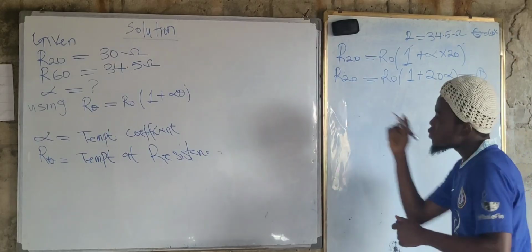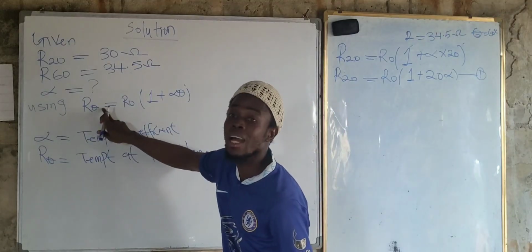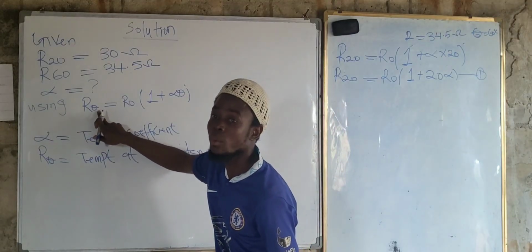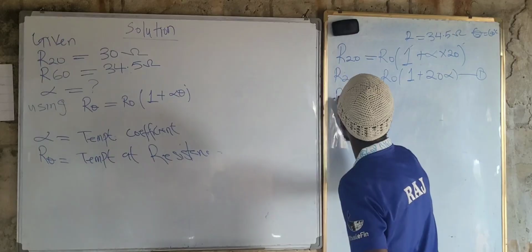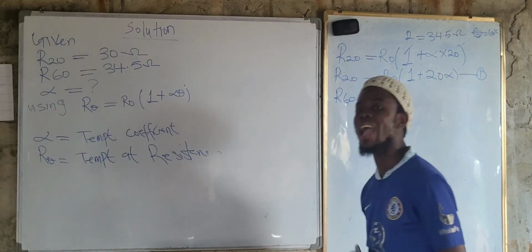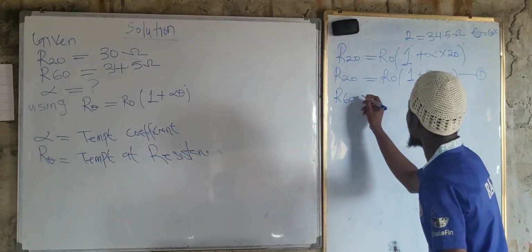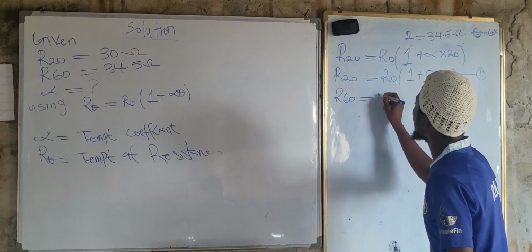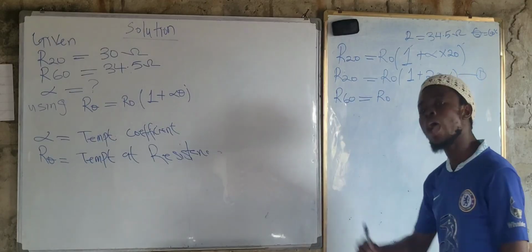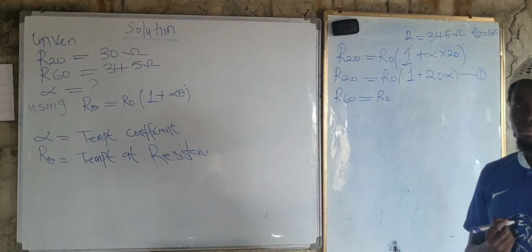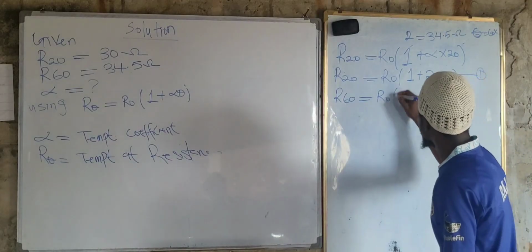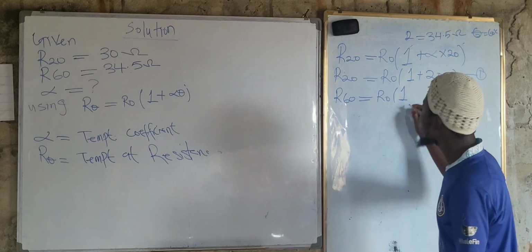Use the same formula. We know that theta is 60. So we now say R60 equals. Instead of writing theta, I will write the value for theta. Now R0, we don't have any value for R0, so therefore I will bring R0 again. 1 is a constant, I will write the 1.